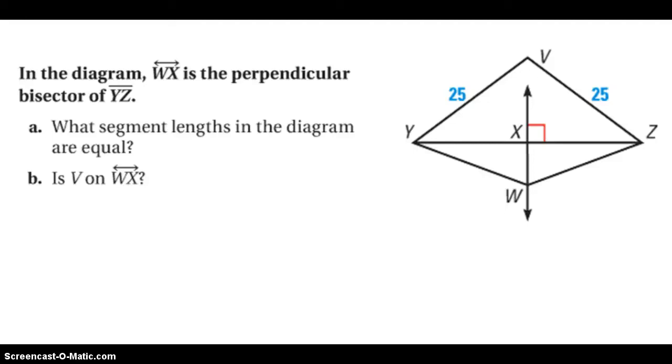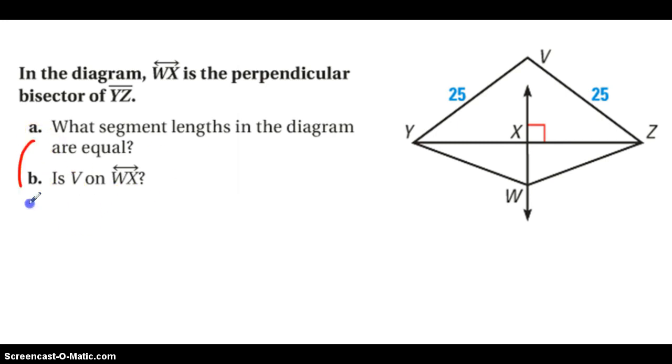Alright, so some application with the perpendicular bisector theorem and its converse. So copy down this figure and the questions and we'll answer it together. So in this diagram, we're told that WX is the perpendicular bisector of segment YZ. Okay? And part A asks us for what segment lengths in the diagram are equal. Alright, so we want to see what's equal, and then we obviously want to state why.